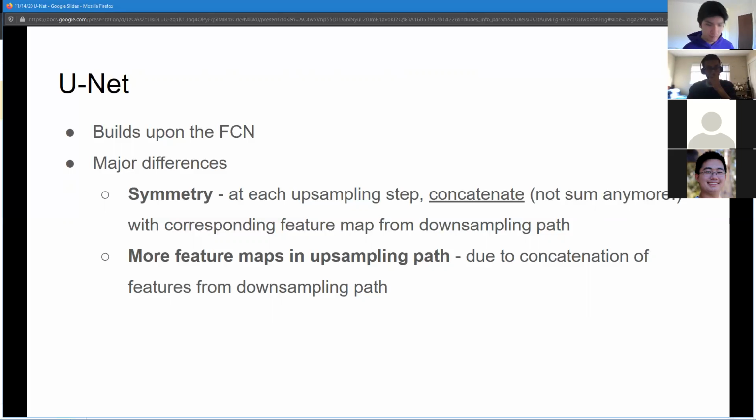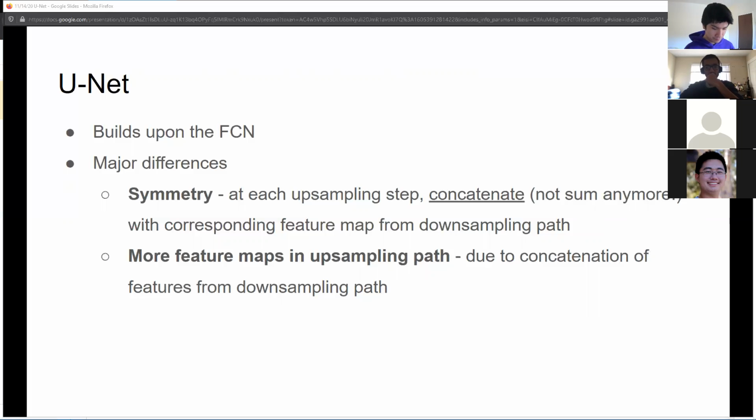So the UNet builds upon this idea that Jason was talking about, the fully convolutional network, and the differences are, the first one is symmetry. They have a contracting stage and then an upsampling stage, and now at the upsampling stages, instead of adding those features that would provide context, they're combining them. They're taking the high resolution parts from the contracting layers and combining them with the outputs of the upsampling, to get a model where they can keep track of context better.